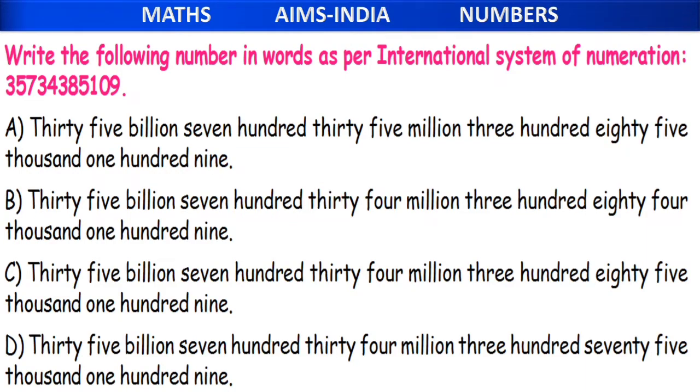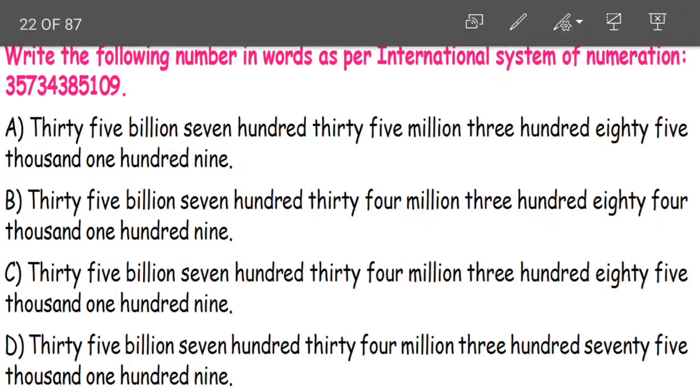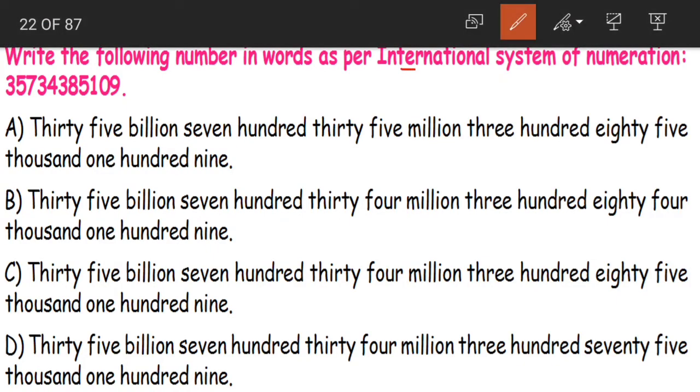Next, write the following number in words as per the International System of Numeration. Now, this is very easy for us, yes? International System means commas after every 3 digits. Now, let us write the periods. This is the ones period. Then we have the thousands, then the millions, and then the billions period.